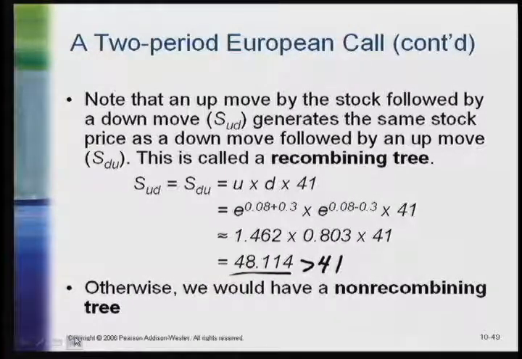Also, we note that in this particular tree, S u d and S d u are the same. In other words, if we go up and down, we end up at the same stock price as if we go down and up. This is called a recombining tree. We will see other trees, in particular in a chapter on interest rate models, where oftentimes the tree does not recombine, that S d u and S u d will be different, called a non-recombining tree.